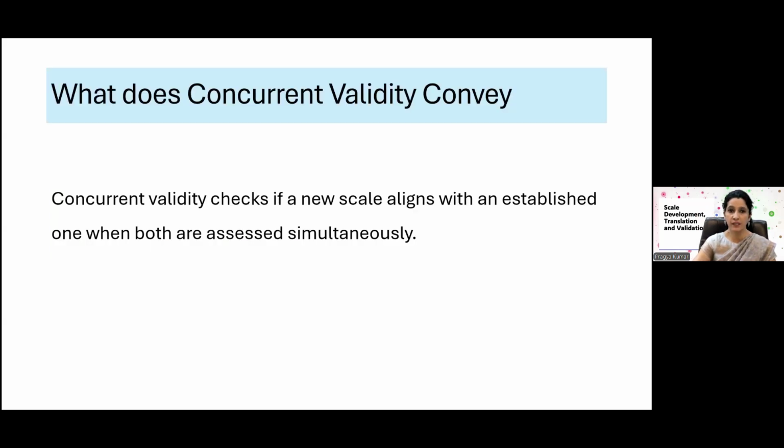So it checks the new scale. Generally, concurrent validity is done if you have designed a new scale or if you have modified an existing scale. So you compare it with some other gold standard or other established scale, and you give both these scales to the same person and get the score.